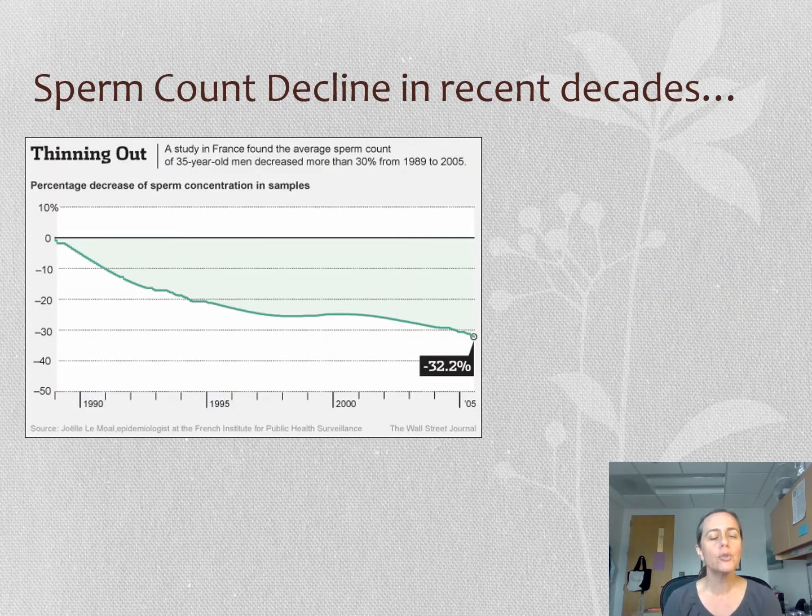The most crude measurement, the easiest to measure of all of these, is just the overall count. There's been a lot of attention devoted to this, especially in the past couple of decades, because the average sperm count of people in at least Western countries, the United States and Western Europe, has been declining significantly over the past several decades. On the left end of that chart is the late 80s, early 90s, and then up through 2005. This was from a particular French study looking at 35-year-old men, and the average sperm count decreased by 30%. That's really significant.